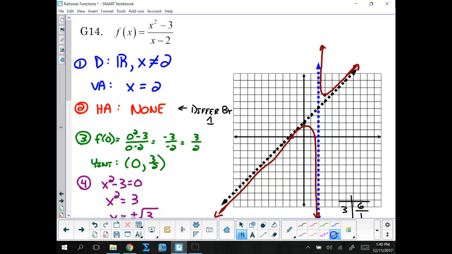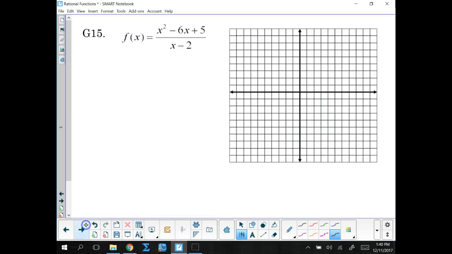Can I still do asymptotal behavior? Yeah, because asymptotal behavior is only around the vertical asymptotes. Okay? So as x approaches 2 from the left, my function is going to negative infinity. As x approaches 2 from the right, my function is going to positive infinity. Yeah? Ready to try one on your own? Go for it.